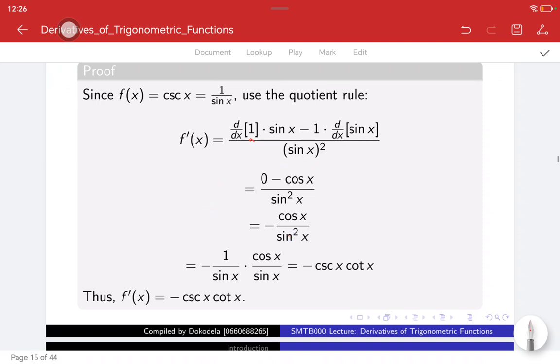Then we separate these two as we did last time. We have 1 over sin x times cos x over sin x, and 1 over sin x is cosec x, and cos x over sin x is cot x. You see, right? Then that is the derivative of that. I'm sure we can see that it's simple. So this is simple as that.